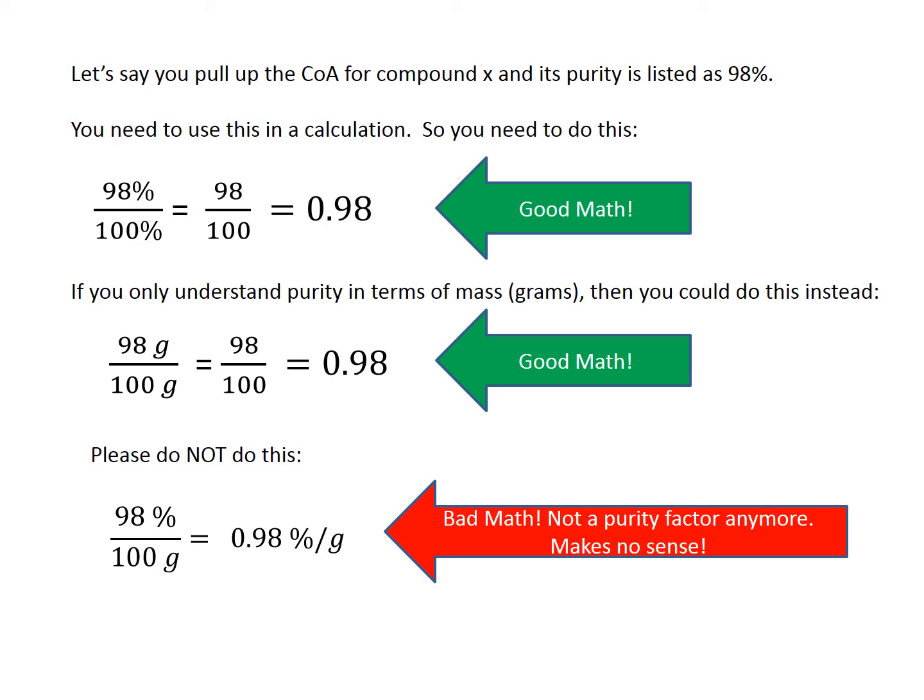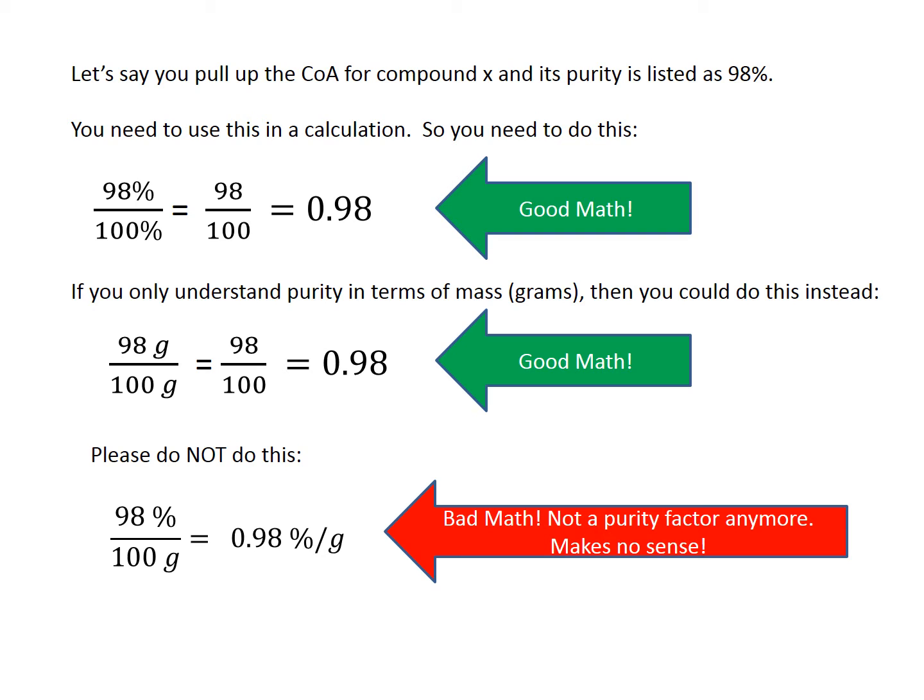Let's say you pull up a C of A for compound X and its purity on the C of A is 98%, but you need to use this in a calculation. You need to divide by 100%. See, 98% divided by 100%, your percent symbols cancel. They're dimensionless units, so we can cancel them. This is 98 times the percent symbol. This is 100 times the percent symbol, so we can cancel them. And we have 98 over 100, and that equals 0.98. That's good math. That's what you want to do.